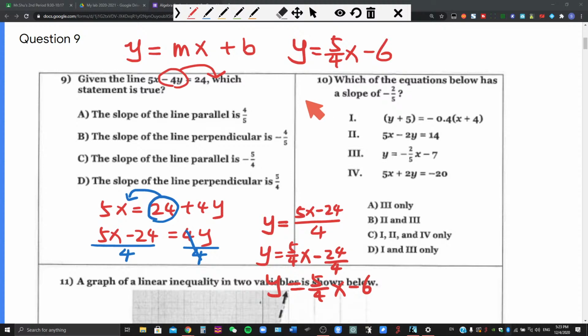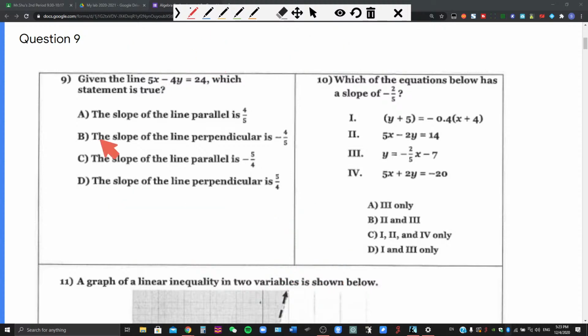Now we can tell that the slope is 5 over 4. And the y-intercept, the b, is negative 6. Well, they don't ask for the b. So the slope is 5 over 4, and the answer will be D.